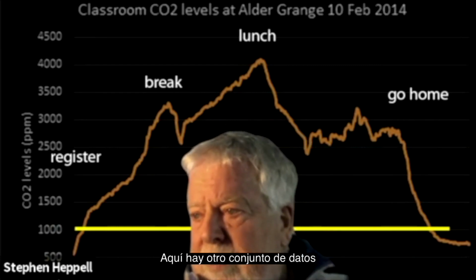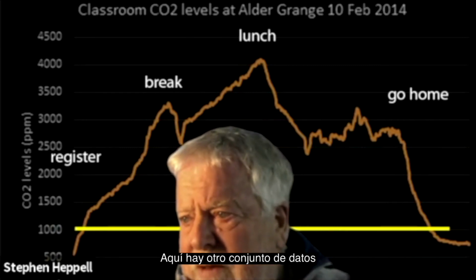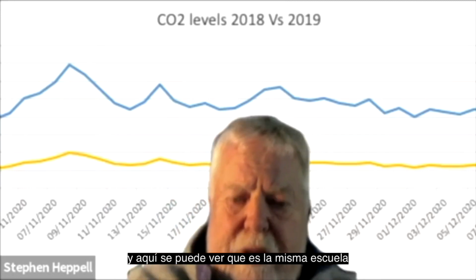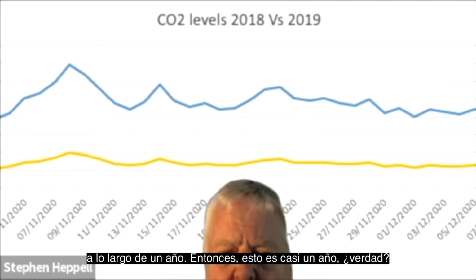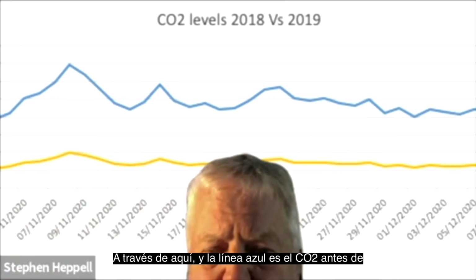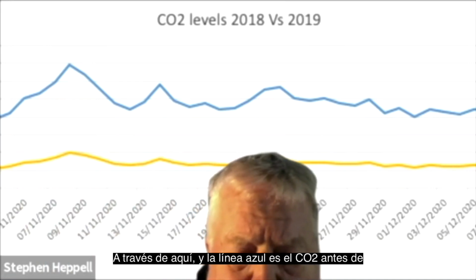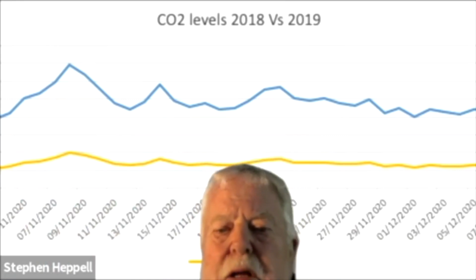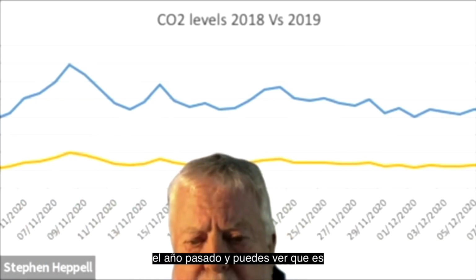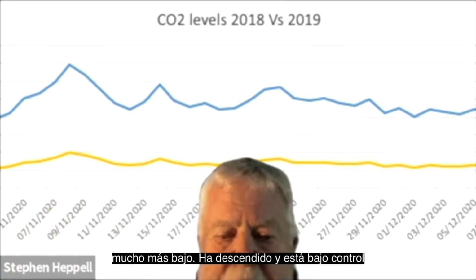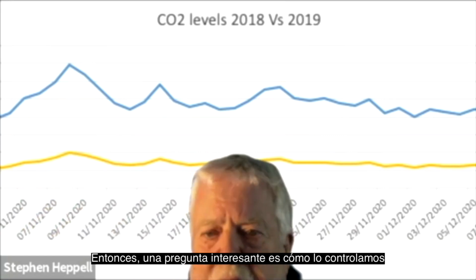Here's another set of data, and here you can see this is the same school across a year. So this is almost a year right across here. And the blue line was the CO2 before we started measuring it, and it's way too high. The yellow line is the CO2 this last year, and you can see it's much lower, it's down, and it's under control. So an interesting question is, how do we control it?